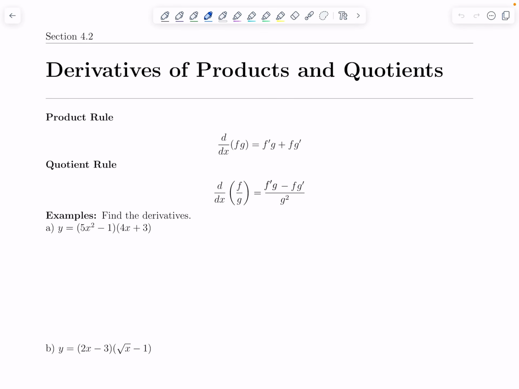This is the video lecture for section 4.2 for business calculus on derivatives of products and quotients. So in the last video, we started learning differentiation rules, how to find derivatives of functions without using the limit definition, thank goodness. And now we're going to expand our tool set so that we can take the derivative of more complicated functions. So the first rule we're going to look at is the product rule.